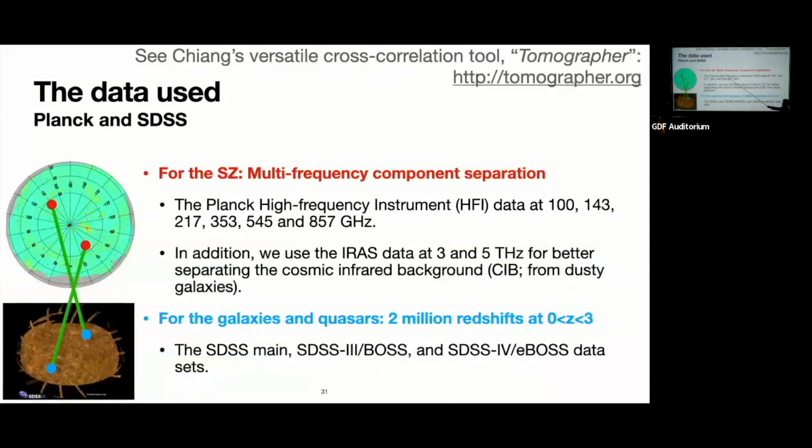So for the SZ, we use all the Planck data as well as IRAS infrared data to get some handle on dust. Because to extract SZ, you have to be really careful about contamination from the dust in dusty galaxies outside of the Milky Way. And for galaxies, we use 2 million redshifts of galaxies and quasars from redshift 0 to 3. Okay, so we get tomography all the way up to redshift 3.